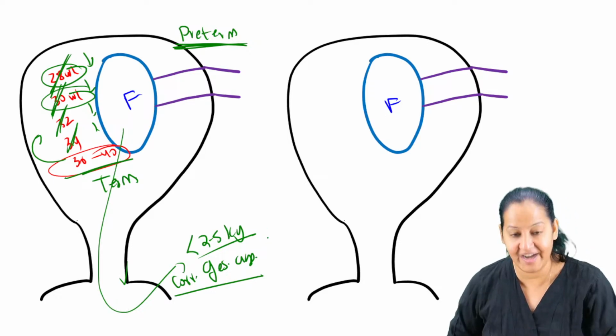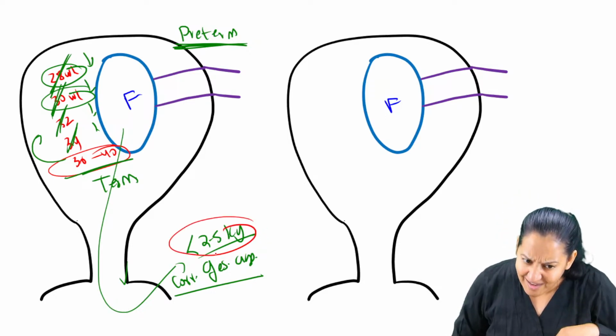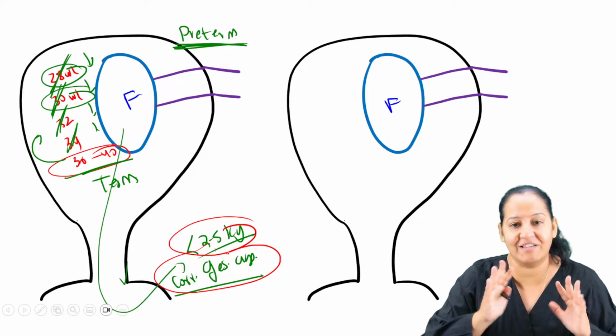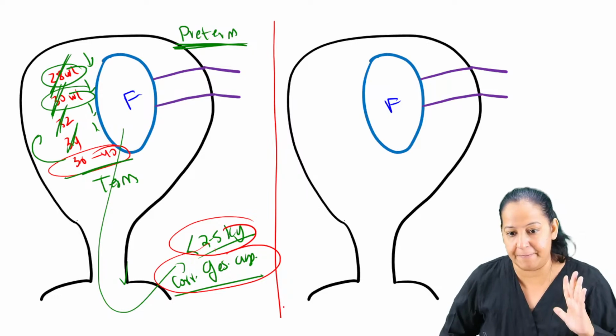I agree the weight is less than 2.5. I agree. But it is corresponding to the gestational age. Whatever gestational age the baby is coming out at, the weight corresponds to that. This is known as a preterm baby. Now see the second one.